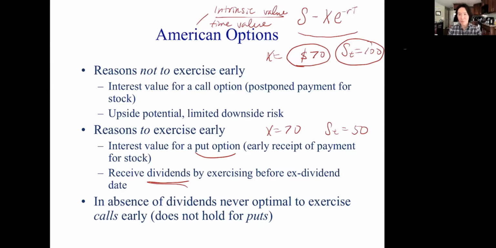So for the case of the American put option, it's not really clear whether you have to exercise early or later. But for the case of the call option, it is clear. When there are no dividends, there is no reason to exercise an American call option early. Okay, so in the absence of dividends, it's never optimal to exercise call options early.